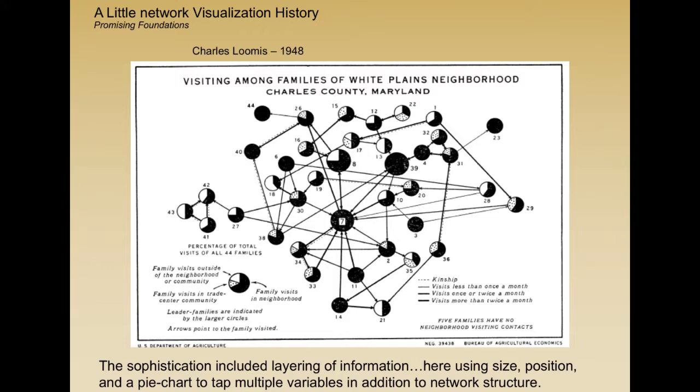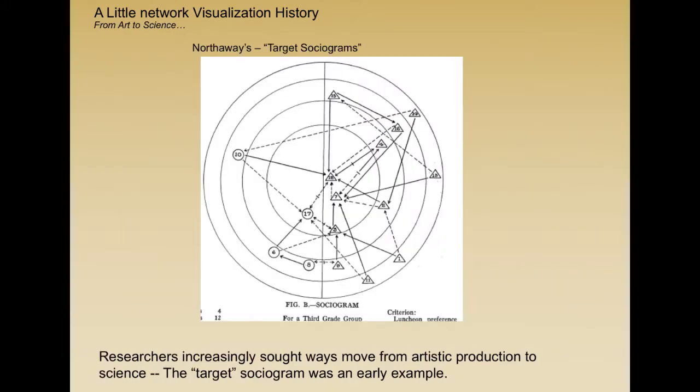As time went on, people thought it would be a good idea to layer more information over the network. And so this is an early example of using a pie chart to distinguish something about, in this case, the distribution of visits within and between family members. In this case, about 3/4 of the visits to this household were from family members versus between family members. But again, the layout in this set is entirely done by hand and just to the artistic eye of the investigator.